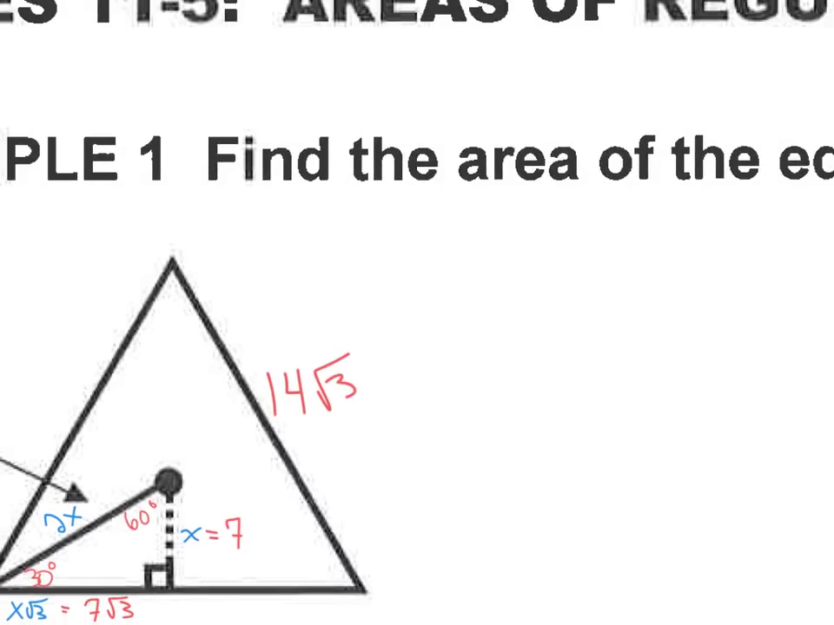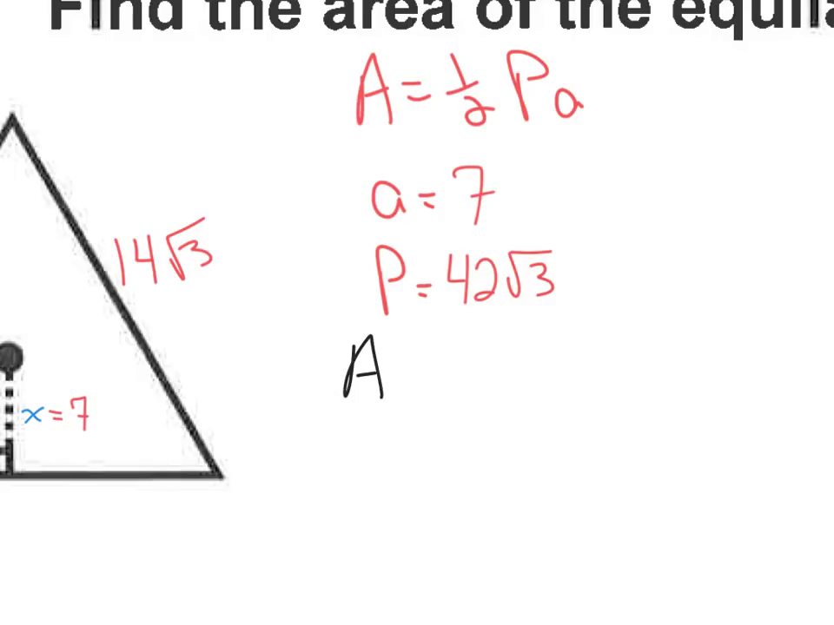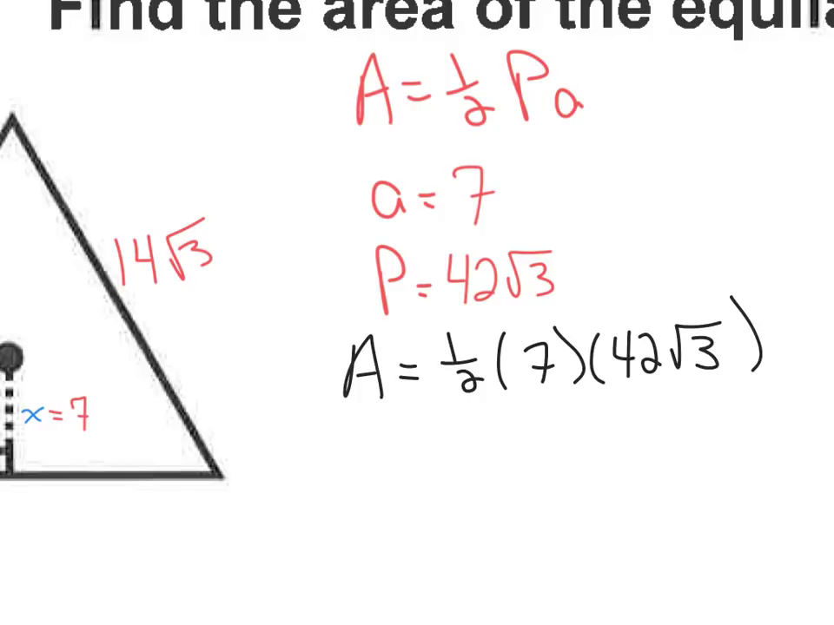So my area formula is 1/2 perimeter times apothem. So I need the apothem and I need the perimeter. The apothem we already found, it's 7. And we basically have the perimeter. I know one side's 14 square roots of 3. We've got 3 sides, so I got the perimeter is 42 square roots of 3. So we've got everything we need. Now I just need to plug it in. Area is equal to 1/2 of 7 times 42 square roots of 3.